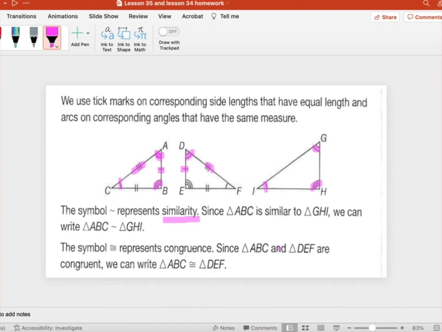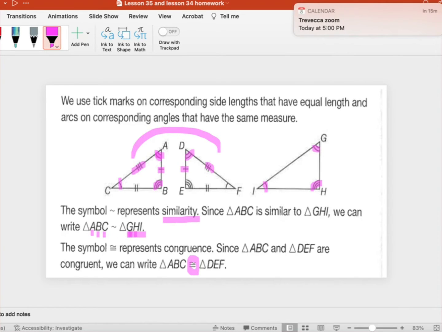Since ABC and DEF are congruent, these two right here are congruent, then we will use the congruent symbol between them. One thing that's very important is that triangle ABC has got to be in a certain order that's going to correspond to GHI, so that when I look at it, A will be the same measure as G, B will be the same measure as H, and C will be the same measure as I. It's very important that we get them in the right order.